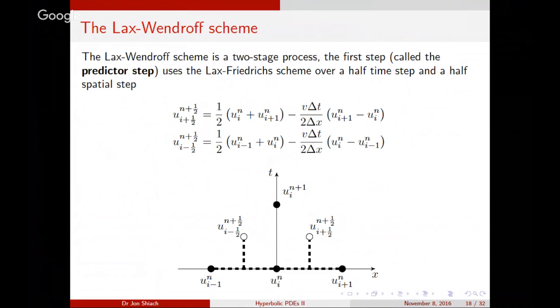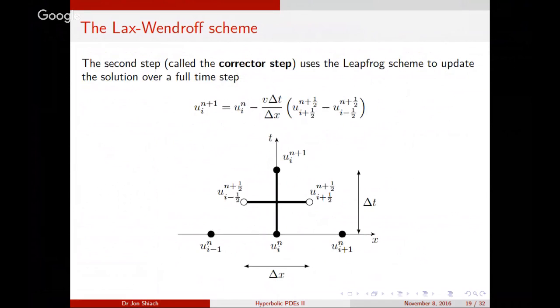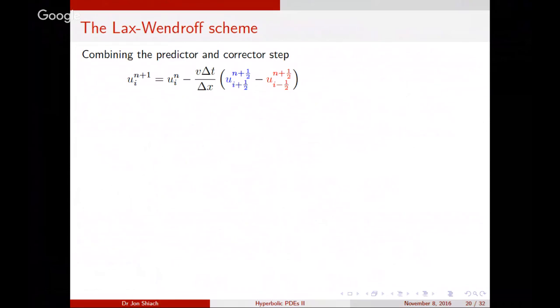Then what I can do is use a leapfrog to go from there to there. So a leapfrog over one time step, leapfrogging over this half level. So we calculate those two from Lax-Friedrichs, then use a leapfrog to jump over. Okay, and that's the leapfrog scheme. In practice, we don't use 2 steps. We can combine it into one.